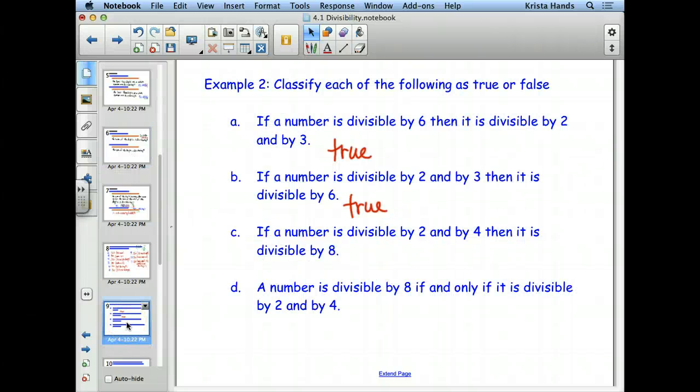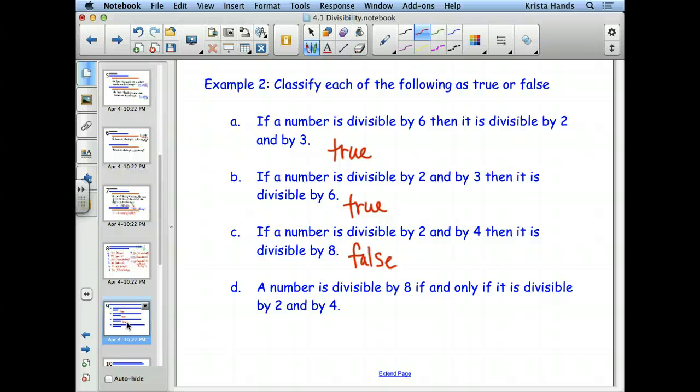All right, C. We've talked a little bit about this now. C says, if the number is divisible by 2 and 4, then it's divisible by 8. That is false. And often when I ask you something that's false on a test, what do I have you do for me, Brianna? Do you remember? Explain why. Counterexample. So let's think. I'd like for you to find a number that's divisible by 2 and 4, but it's not divisible by 8.